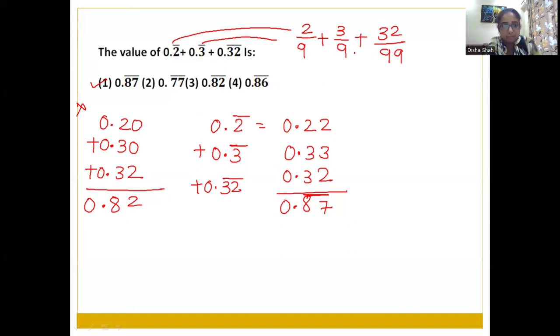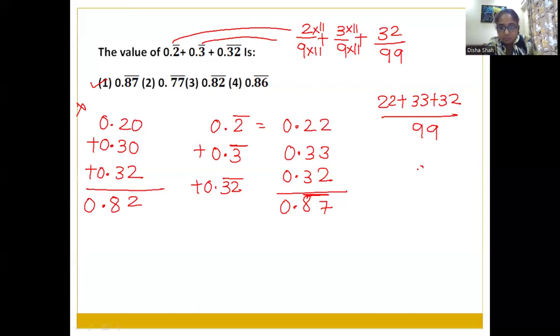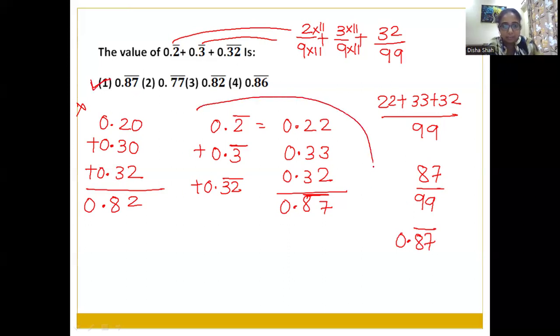Now just add them. But before we add, we have to make the denominator same. So to make 9 into 99, multiply by 11. Here also multiply by 11. So it is 22 plus 33 plus 32 upon 99. 55 plus 32 is 87 by 99. Can we write 87 by 99 like this? Yes, we can. So the answer is once again 0.87 bar. But I feel that this is the best method. The fraction method will take a little time, so avoid it.